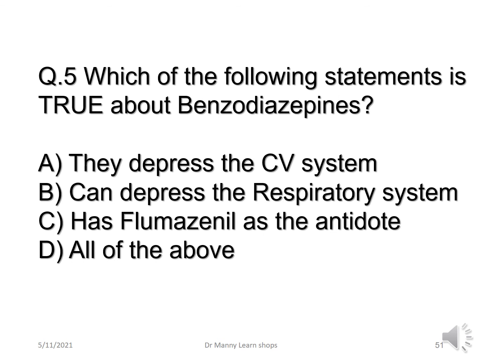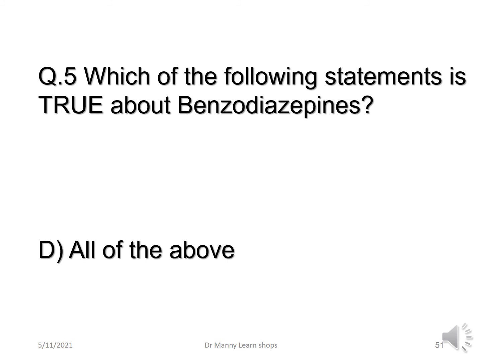Which of the following statements is true about benzodiazepines? A, they can depress the cardiovascular system. B, they can depress the respiratory system. C, they have flumazenil as an antidote. Or it really involves all of them, all of the above. D. The correct answer is all of the above pertain to benzodiazepines.